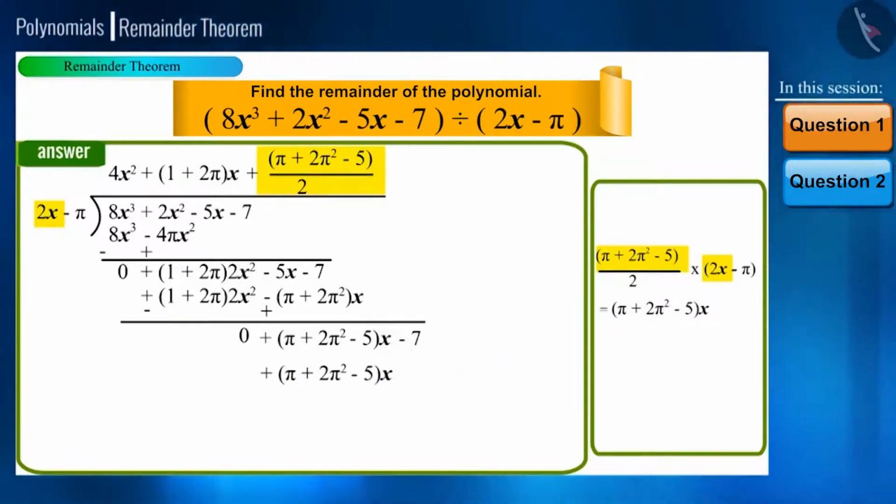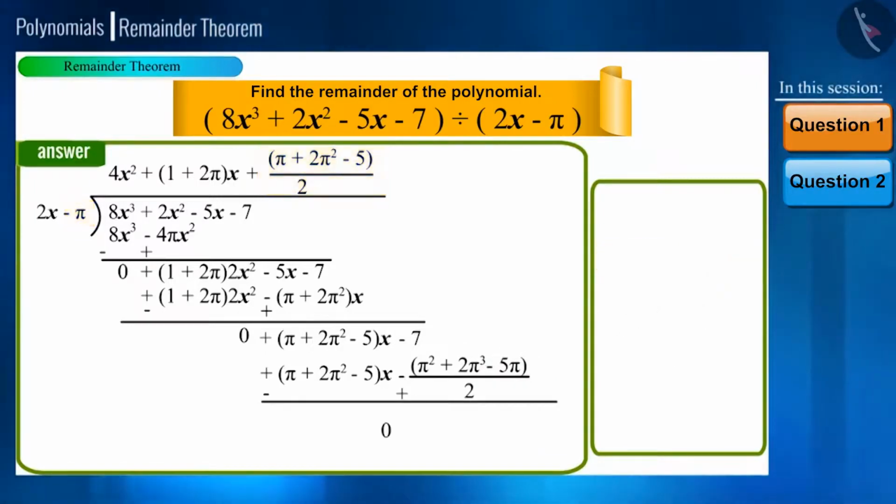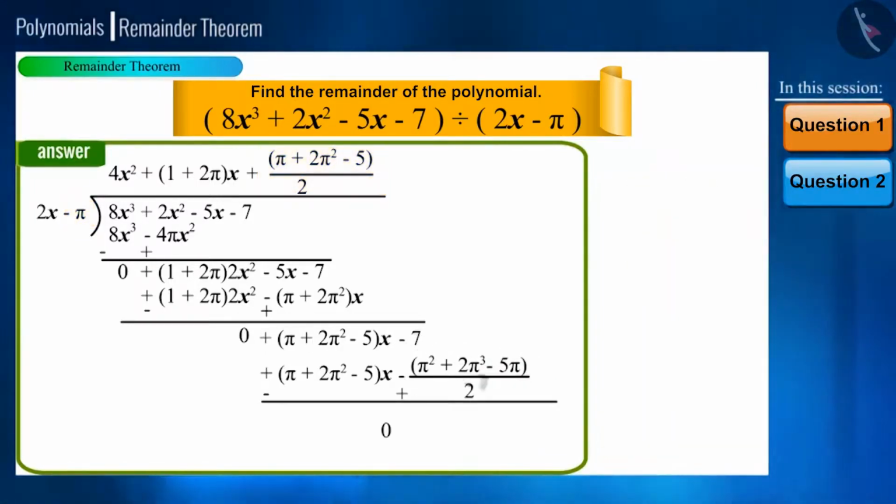On multiplying, we get the first term because we have done the calculations keeping that in mind. On multiplying with minus pi, we will get minus (pi squared plus 2pi cubed minus 5pi) divided by 2. On subtracting, the signs will change and we will get the remainders minus 7 and (pi squared plus 2pi cubed minus 5pi) divided by 2, which together will become (pi squared plus 2pi cubed minus 5pi) divided by 2 minus 7.